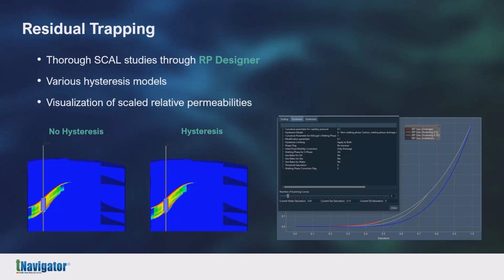In order to model residual trapping, one needs to be very familiar with relative permeability concepts. To make it user-friendly, we have a relative permeability designer, which is integrated into tNavigator. Here we can import our SCAL data from the lab directly. We can look at QC and match different data from the laboratory. We can also check different hysteresis models, as well as visualization of our final scaled or unscaled relative permeabilities. Just an example on that as well. Here's an example with no hysteresis, and here's one with hysteresis.